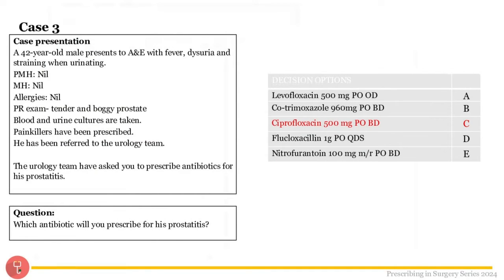So the correct answer is C, ciprofloxacin 500 milligrams per oral BD. I'll go through why it's not the other options. So it's not A or B because levofloxacin 500 milligrams OD as well as cotrimoxazole 960 milligrams BD are both second-line alternatives for prostatitis, and they are only initiated on specialist advice. It's not D because flucloxacillin 1 gram QDS is used for cellulitis, and it's not E because nitrofurantoin is used for UTI and it does not help in prostatitis.